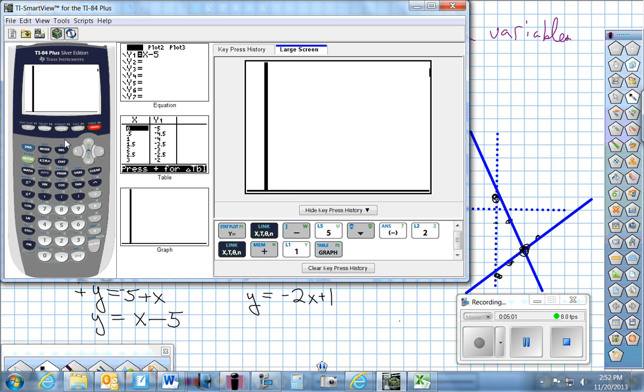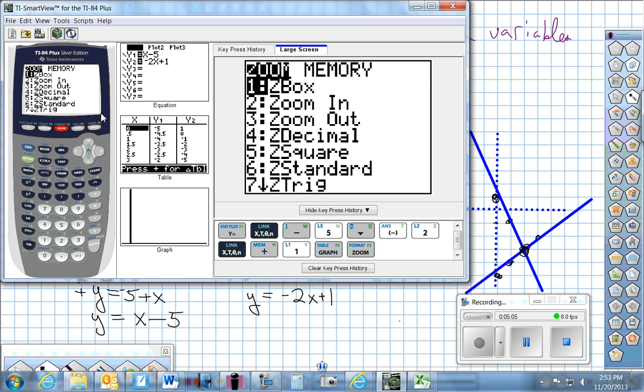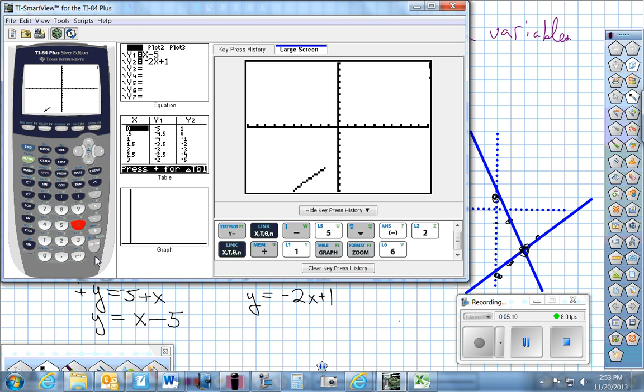Whoops, and I have a really bad old graph. I'm going to push my zoom because I have it set at a weird box. I push my zoom button, and my sixth one is the standard 10 by 10, or actually it's 20 by 20 window, but it's good. So actually, I'm going to say my graph here looks pretty good.